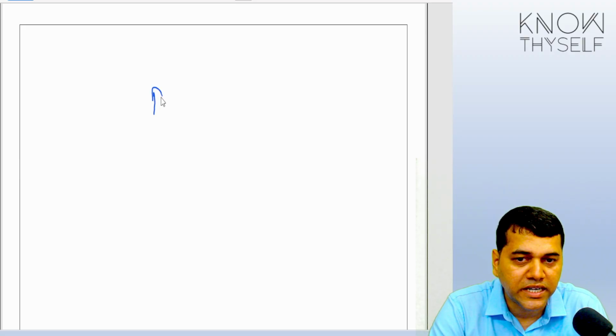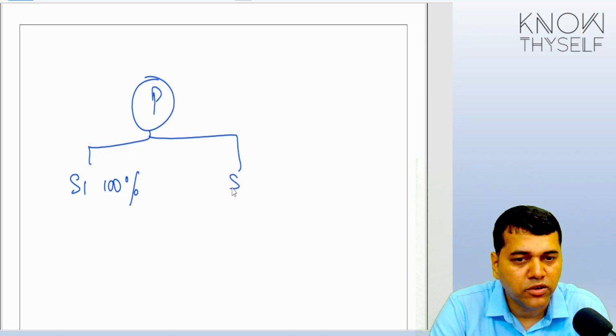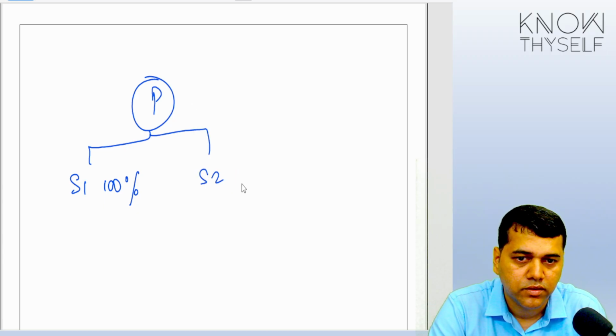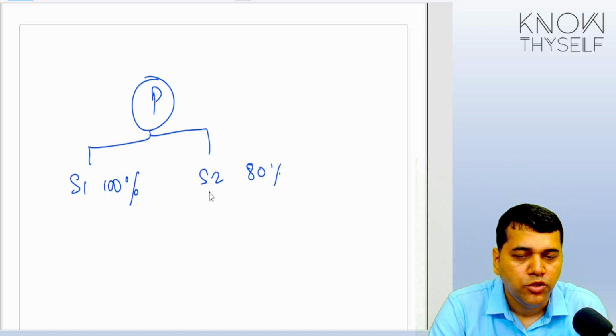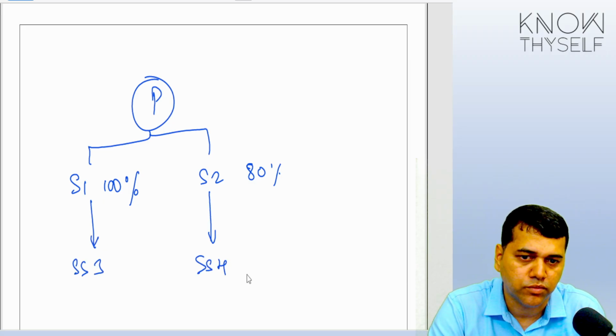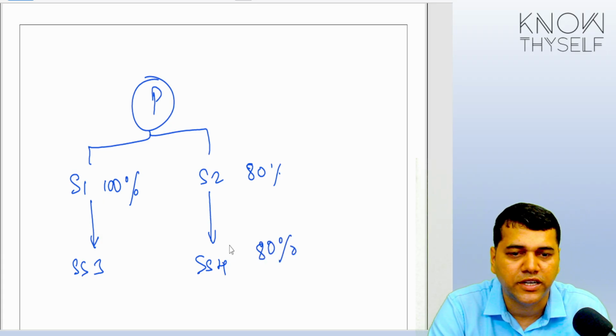So you are the parent company. I will take 2 scenarios where you have got subsidiary number 1, which is 100%. And you have got subsidiary number 2, you have got 80%. You have got subsidiary number 3, subsidiary number 4. Let us imagine again here also you are holding 80%. Subsidiary 2 is holding 80%.